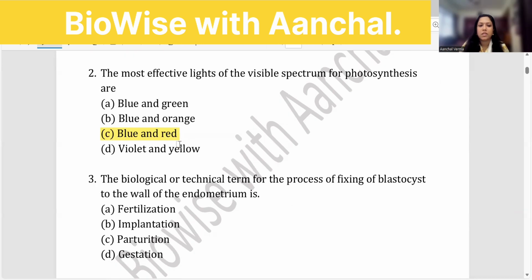Anyway, next question. The biological or technical term for the process of fixing of blastocyst to the wall of the endometrium of the uterus is called. Now here you are fixing the blastocyst. So what are the different terms? Fertilization, that is the fusion of the male and the female gamete to form zygote. Parturition is the process of delivery of the full term fetus, a full grown baby outside the mother's body. Gestation is the period from the fertilization till the birth. So what is the process called? It is called implantation.